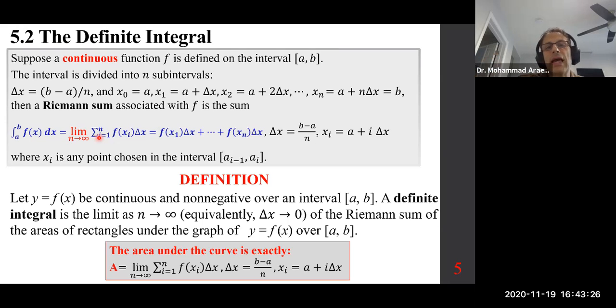Why? Because, class, what is delta x? b minus a over n. If n goes to infinity, delta x, the numerator is a number, remember that. But the bottom goes to infinity, so this goes to 0. And by the way, the numerator of delta x is not 0.